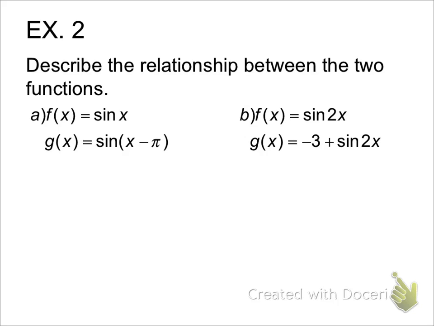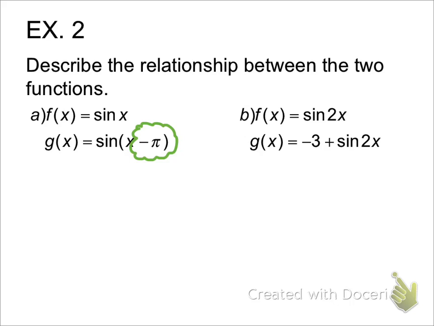Okay, number 2 says to describe the relationship between the two functions. So for A, I've got f of x equals sine x and g of x equals sine of x minus pi. So we're always looking at what's the same between the two functions and what's different. And the only difference in these two functions is the minus pi in parentheses.